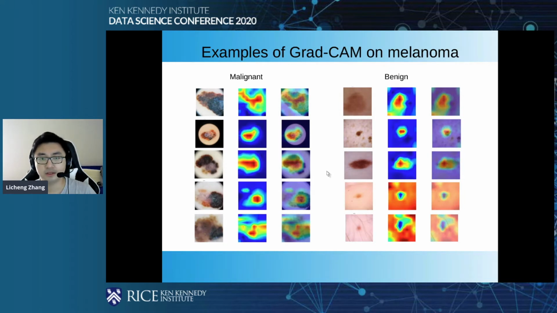Here are some examples of the Grad-CAM on the melanoma dataset. What's interesting here is that we see the region captured by the Grad-CAM matches some of the ABCDE guideline. You can see it captured the difference between the colors and some irregular boundaries of this spot here.